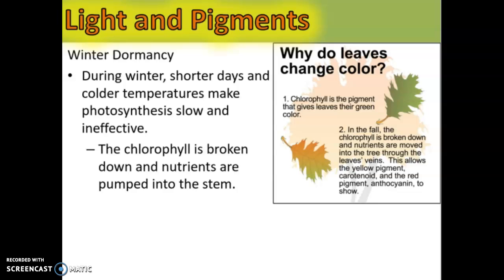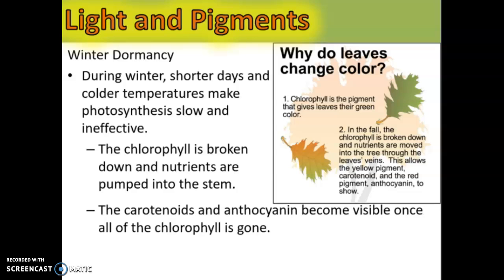Once the chlorophyll is gone from these leaves, that's when you see the other pigments start to come through. The oranges and the yellows of the carotenoids and the reds of the anthocyanins become visible once the chlorophyll is all gone, and that's why the leaves change color in autumn, right before they fall off of many plants.